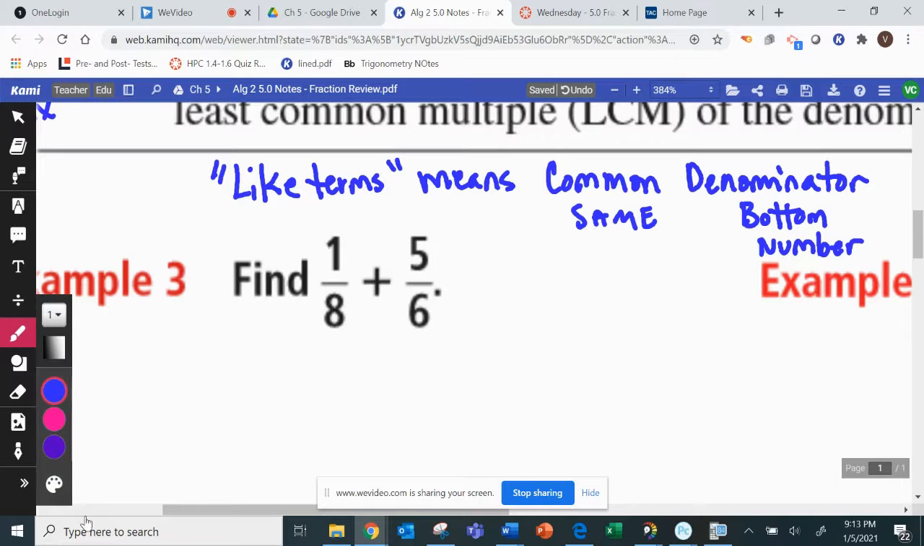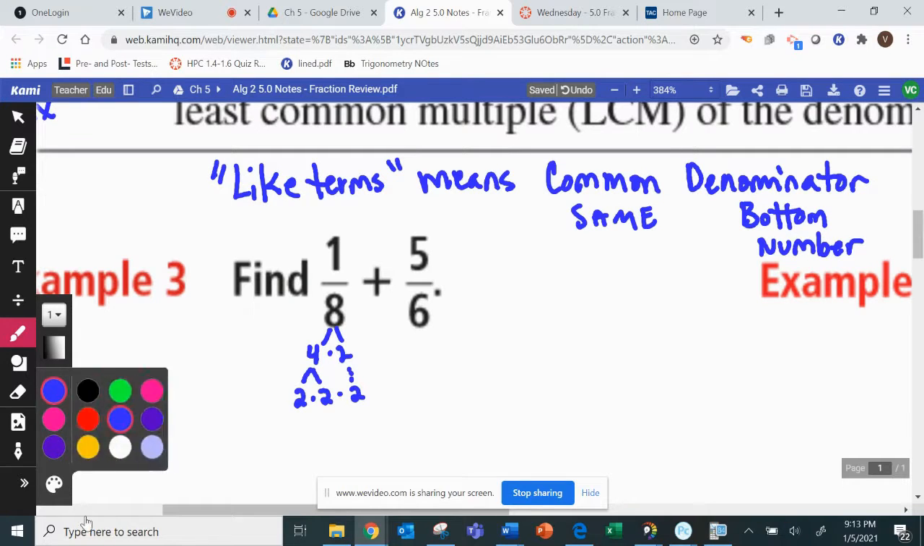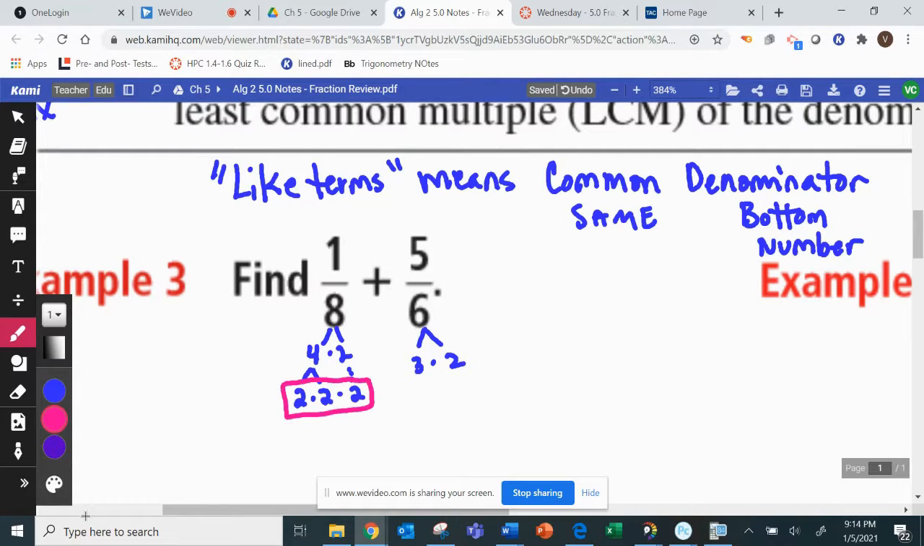Not like. So I start thinking about factors of 8. And 8 is the same thing as 4 times 2. 8 is also the same thing as 2 times 2 times 2. But think about factors of 6. 6 is 3 times 2. Now we're going to compare those factors. We're going to look at 8 and we're going to look at 6. And we're going to say they both have a 2.